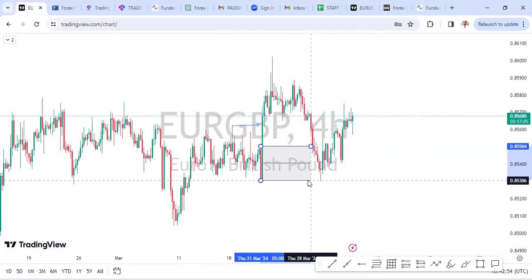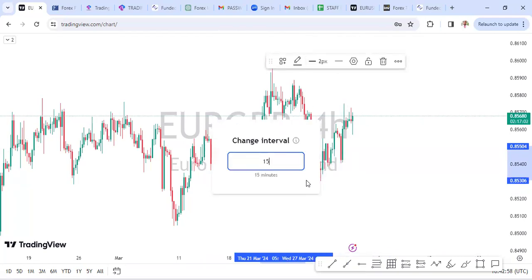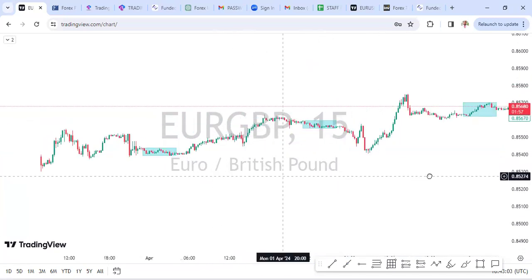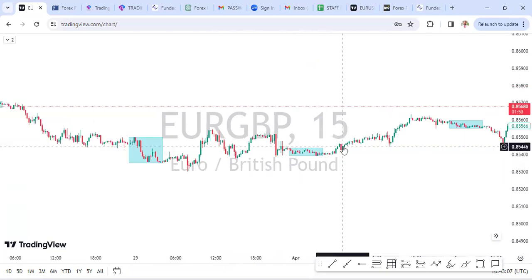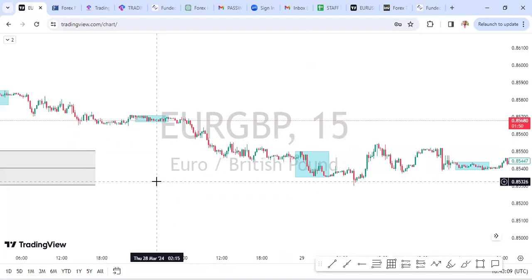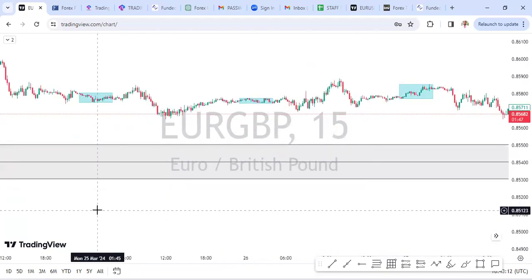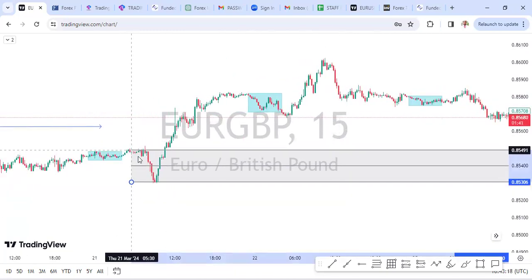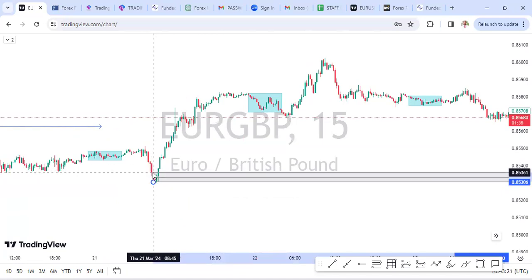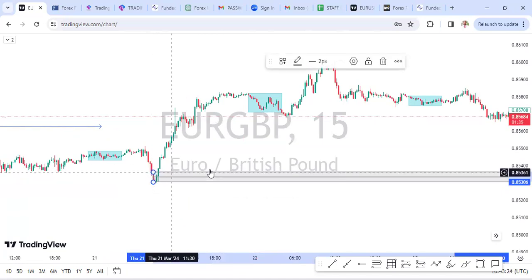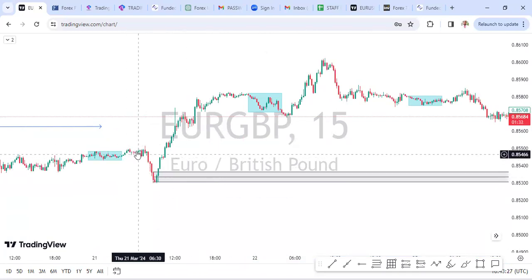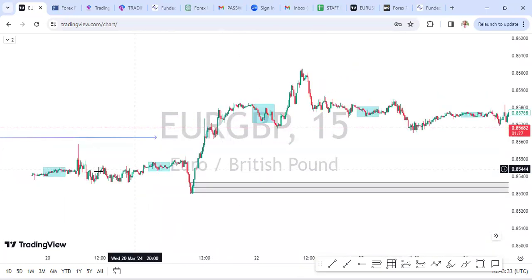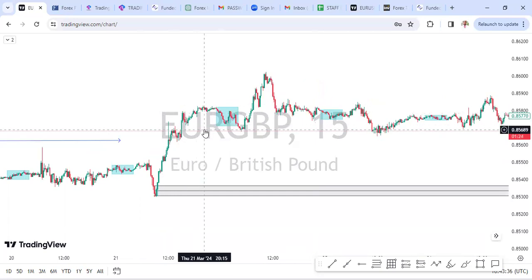To refine this order block, all you need to do is go to 15 minutes. Go to 15 minutes to refine your order block. Okay, so we want to refine our order block. So now I can refine my order block to this last bearish candle that caused the break of this structure here. So now, let's go back to 1 hour.